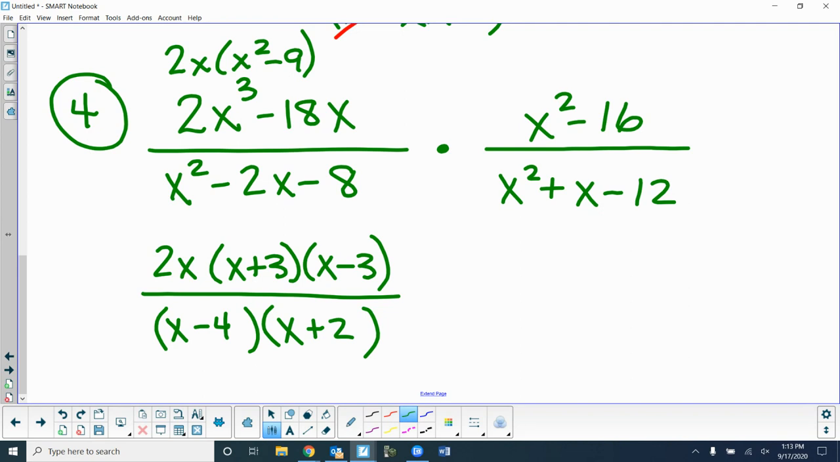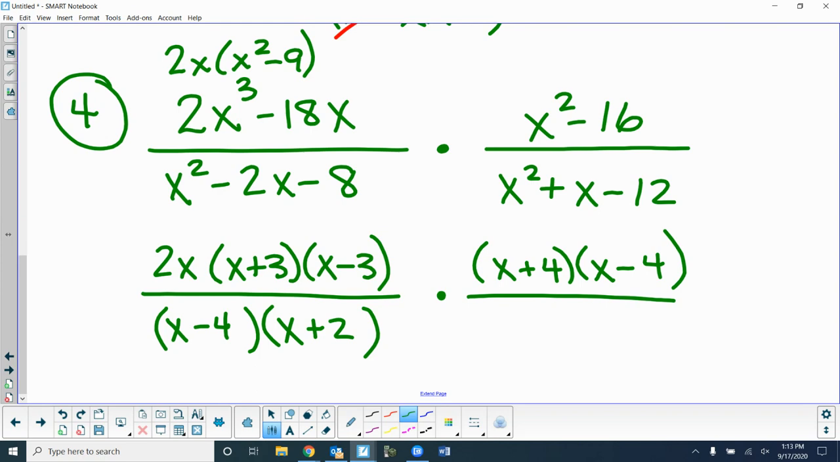Tasha, how about this second numerator? Close. What's the square root of 16? Right, good. So that's another difference of squares. So square root, the x squared for the x's and the 16 for the 4's, and remember, one's addition, one's subtraction.